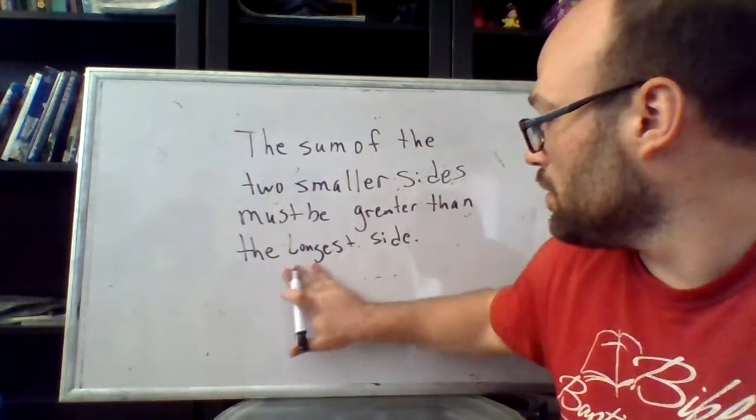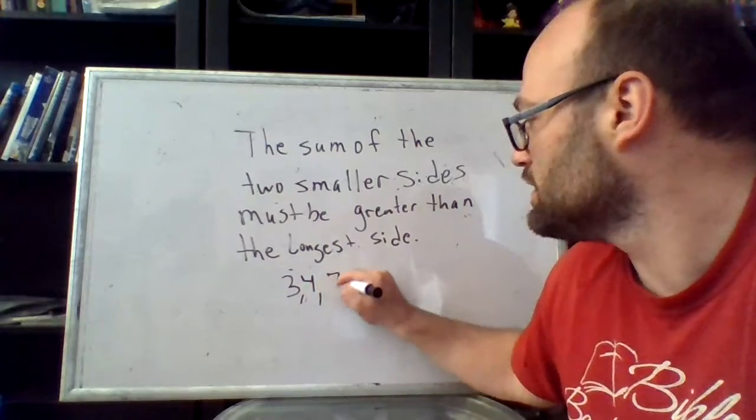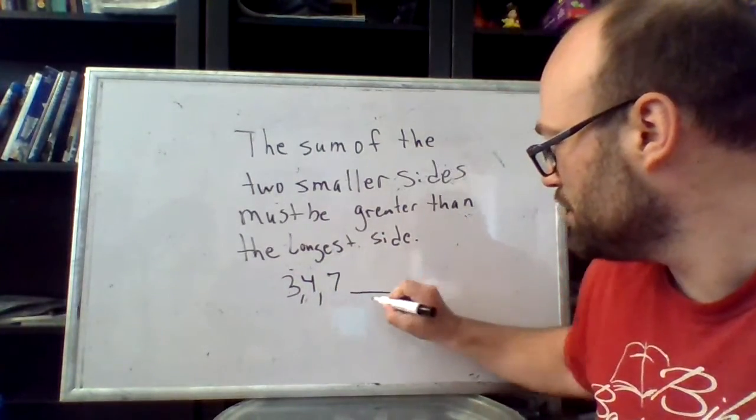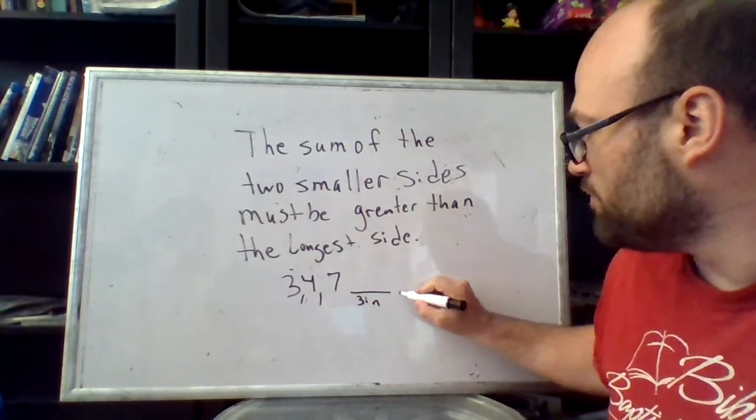However, a 3, 4, 7 does not make a triangle. Let's say this is 3 inches, and let's say we have a 4 inch.